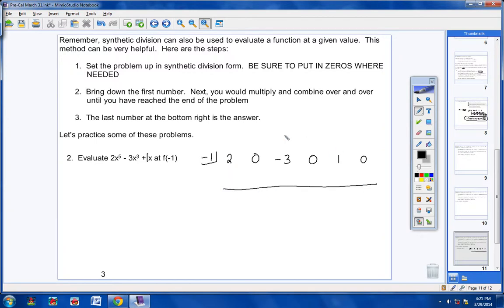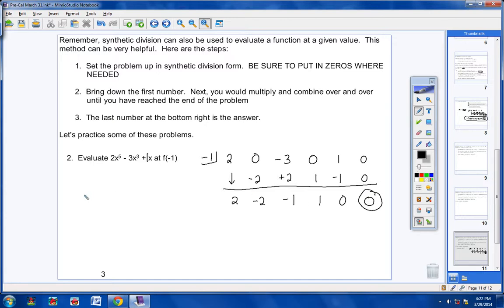And now let's go ahead and get started. So we totally set the problem up in synthetic division, and now I'm going to go really fast. Bring down your 2 and put a 2 here. Multiply, you get a negative 2. Combine, you get a negative 2. Multiply, you get a positive 2. Combine these two numbers, you get a negative 1. Multiply, you get a positive 1. Combine, you get a 1. Multiply negative 1 times 1, that's a negative 1. Combine, you get a 0. Negative 1 times 0 is 0. Combine, and you get a 0. Now that's a coincidence that we got a 0 again. But there you go, there's the answer.